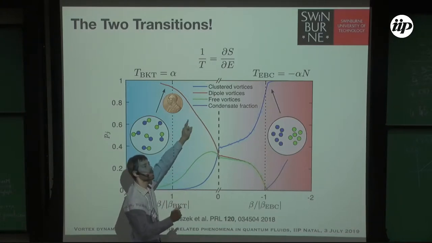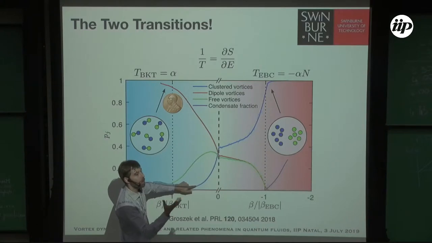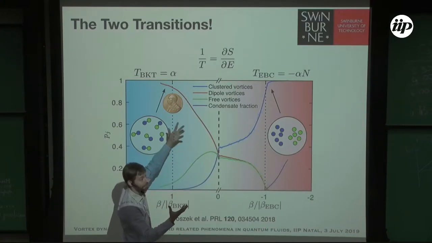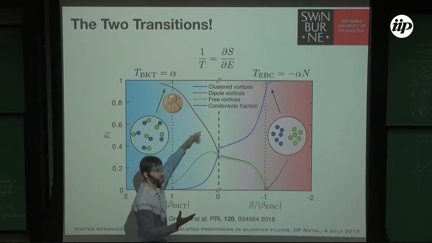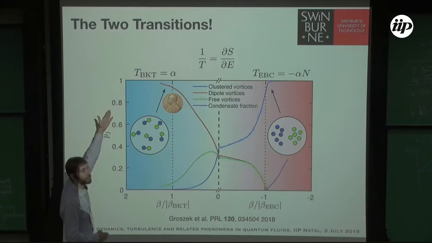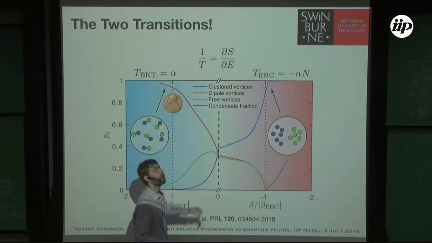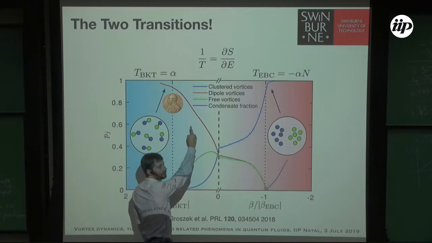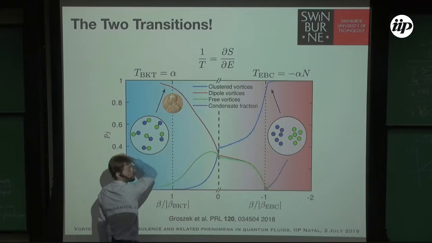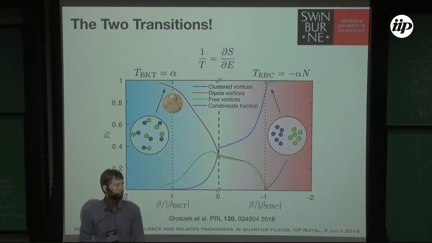There are 100 vortices. How many of them are in dipoles? Green tells you how many of the 100 vortices are free vortices, and the blue curve tells you how many of the vortices are in clusters, and when you add up all the vortices, you always need to get 100. So this is just normalized: you divide those numbers by 100. You can view it as the probability of finding dipoles at this temperature, or you can multiply that number by the total number of vortices in the system, and you know how many vortices belong in the dipoles, for instance.